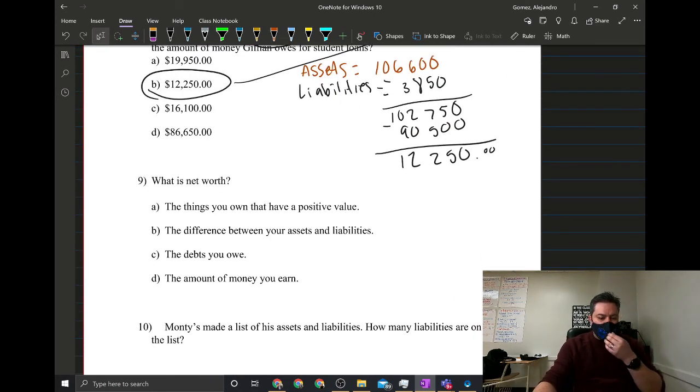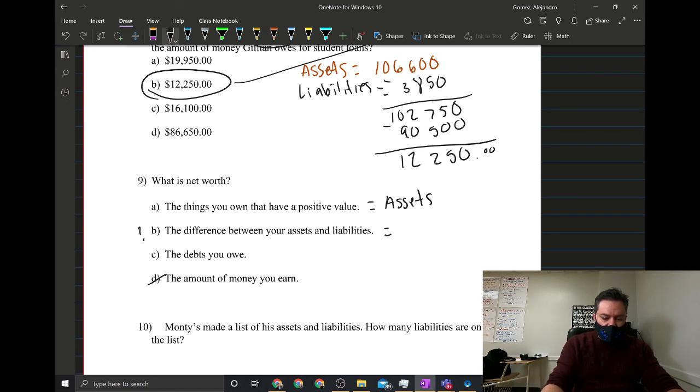Now that we talked about that, what is net worth? Number 9. A, things that you own that have a positive value. Kind of. B, the difference between your assets and liabilities. This sounds more like it, right? C, debts that you owe. No. And then D, the amount of money that you earn. This has nothing to do with that. This is actually the definition for assets. This is the definition for net worth. So yes, my answer is B. And this is going to be the definition for liabilities.